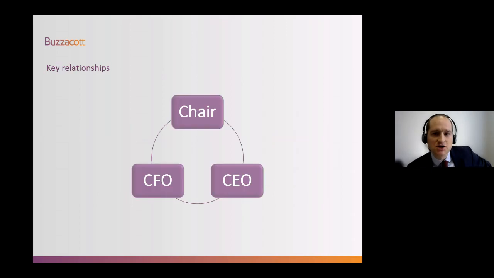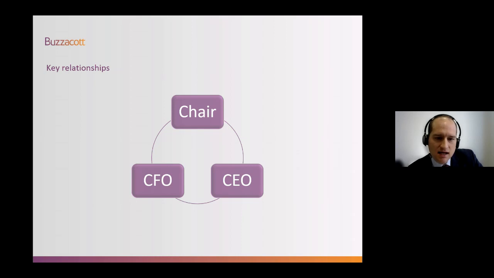Looking at some of the key relationships at board level. Lots of different relationships are important. I'm just going to concentrate on one of them, which is this triangle between the chair, the CEO and the CFO, the Chief Financial Officer. The Academy Trust Handbook over the last couple of years has really emphasised this role and the need for an appropriately experienced and qualified person in the CFO role, and someone that's sufficiently senior to have that influence at the trust.